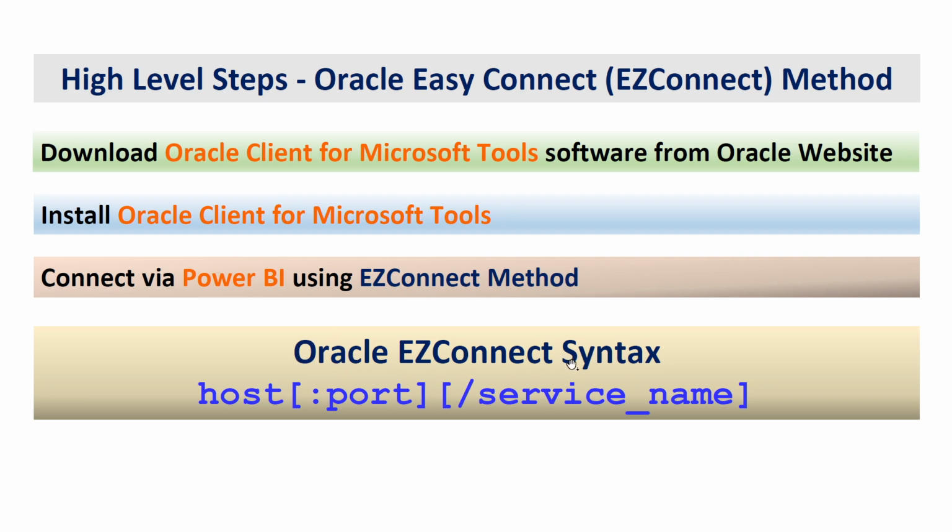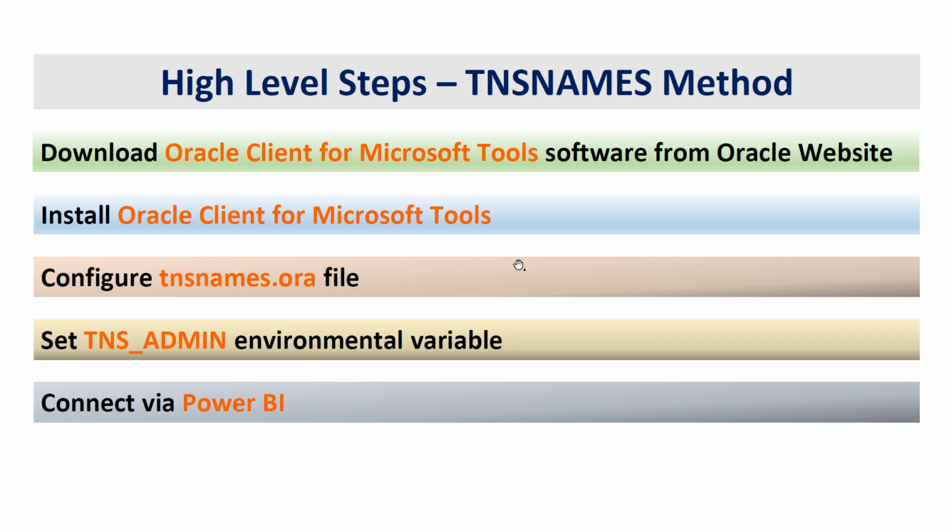Now, the Oracle Easy Connect method gives you a way to connect to the Oracle database without configuring the TNS names. So what you will specify is the host name, the database port, and the service name of your Oracle database. So this is the Easy Connect syntax. Now, if you don't want to use the Easy Connect syntax, then there is a famous method called the TNSNAMES method. And the TNSNAMES method needs a little bit more configuration.